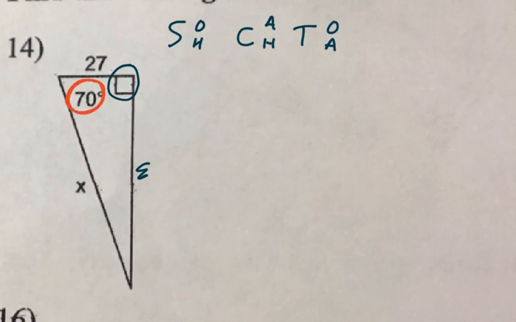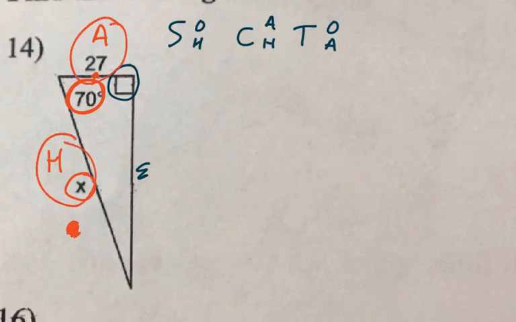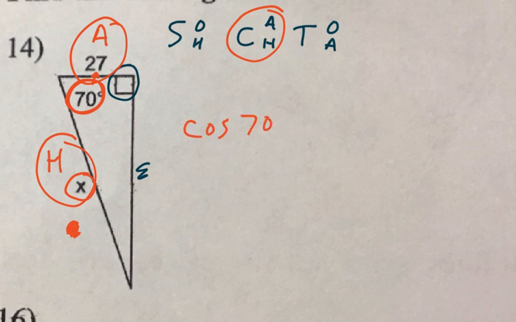Notice they gave us a 70-degree angle. You should notice that X is my hypotenuse, so that's going to be my C side, but we'll just call it big H for now. And 27, being right next to it, is called A for adjacent. So what uses A with H? Well, that's CAH, right? And the C in CAH tells me I'm going to do cosine of my 70-degree angle. And let's make sure we get the order right. It's always the adjacent over the hypotenuse.